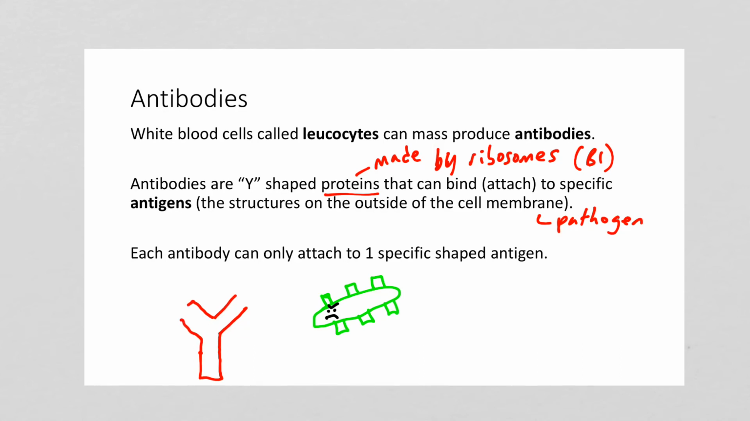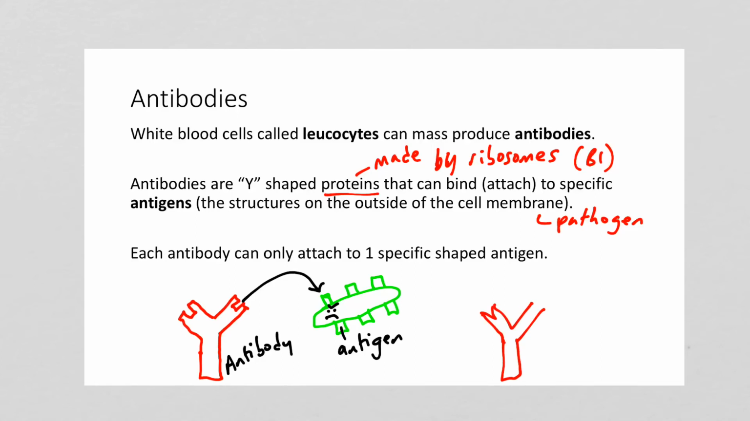And at the end of each, they have a complementary shape which can fit onto the antigen. So this is the antibody, and that is the antigen. We could have a different antibody that doesn't fit. So we'll make a triangle this time, and that one does not fit.